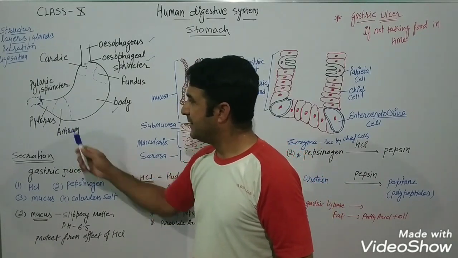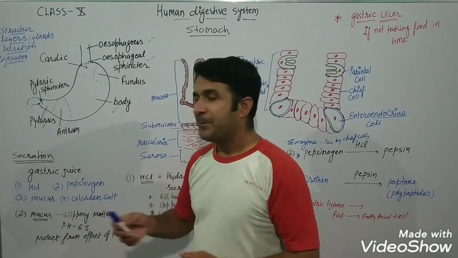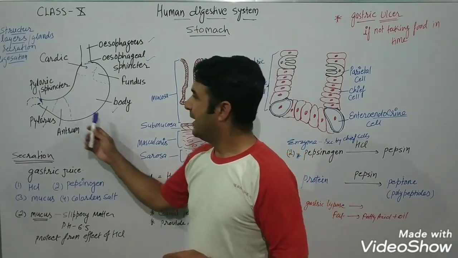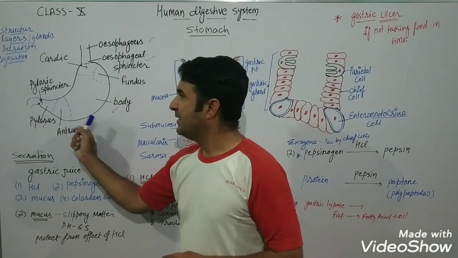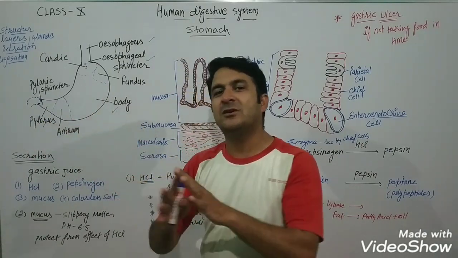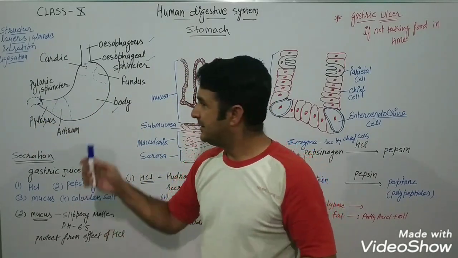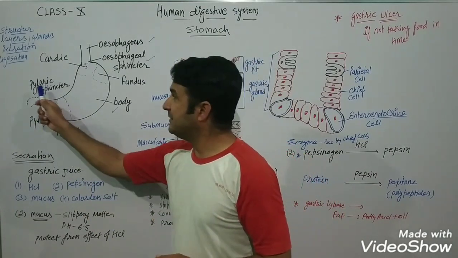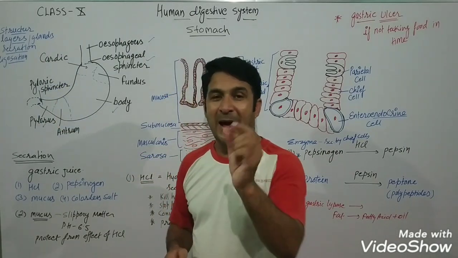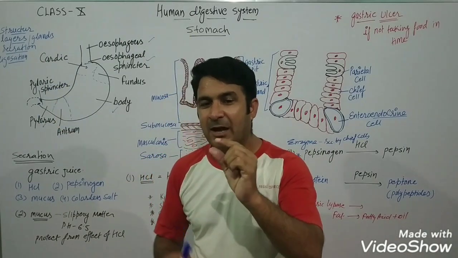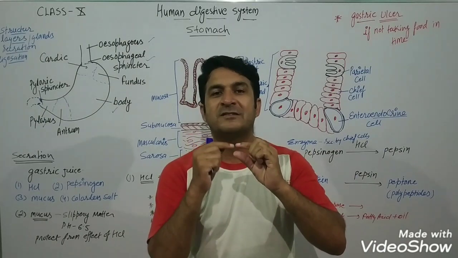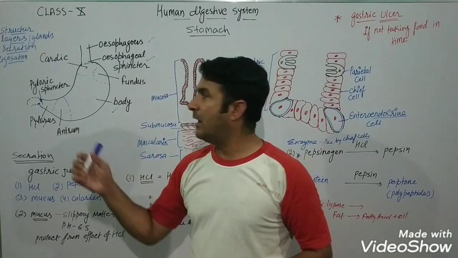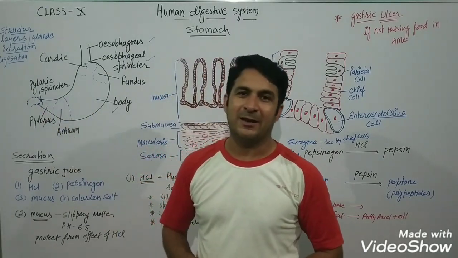Then after that you can see the antrum area. Here the maximum digestion of protein takes place. Okay, and then you will see the last area, where the digestion which takes place in the stomach is complete, and then the food reaches the pylorus area. Here you can see the pyloric sphincter. The pyloric sphincter is actually the area from where only small size particles can go. The large size particles can't go through the sphincter area.